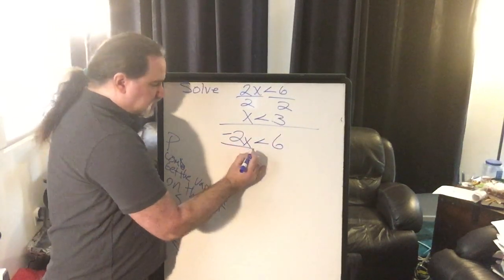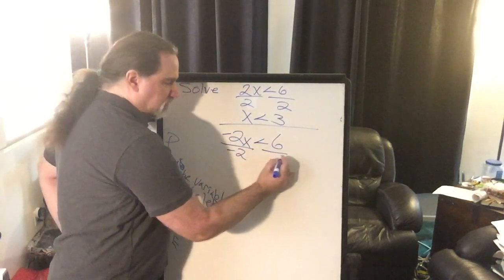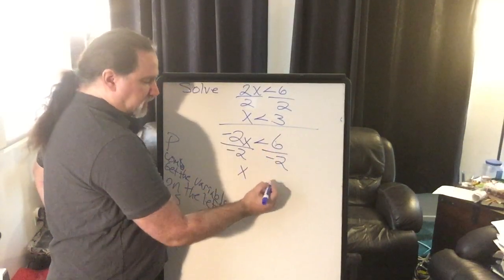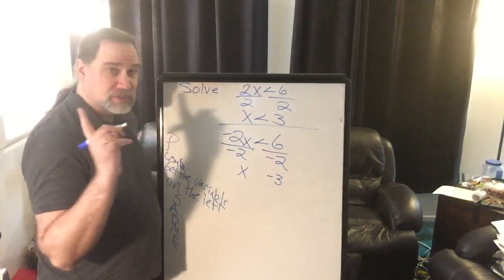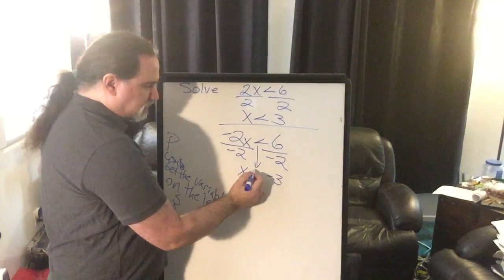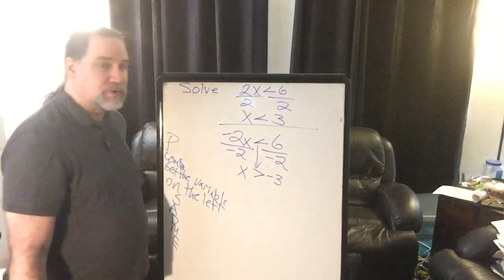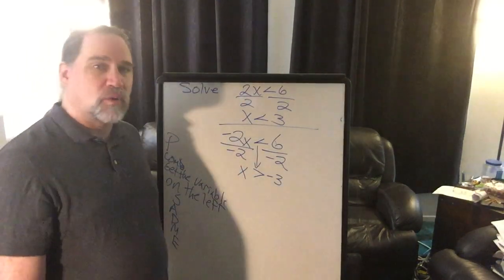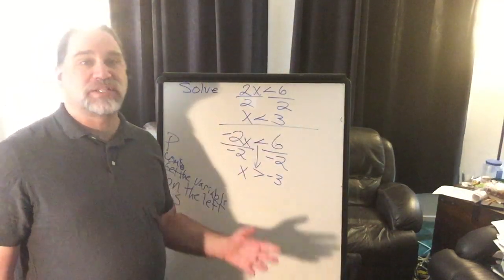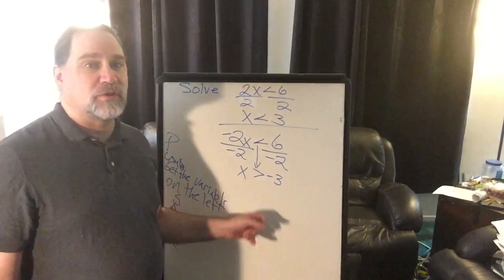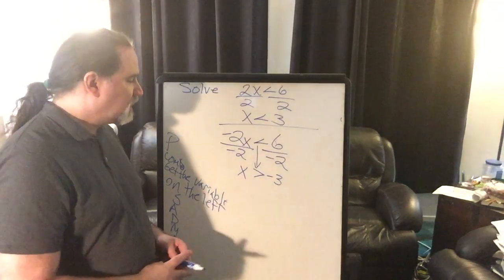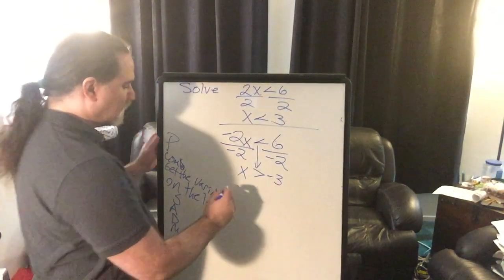I'm still doing the same step. I'm dividing both sides by the number next to the variable, which in this case is a -2. Positive 6 divided by -2 is -3. Here's the time when it changes. This turns around to face the other direction. The alligator now wants to eat the other number. So while this one came out as all the numbers less than 3, this one came out as all the numbers greater than -3.